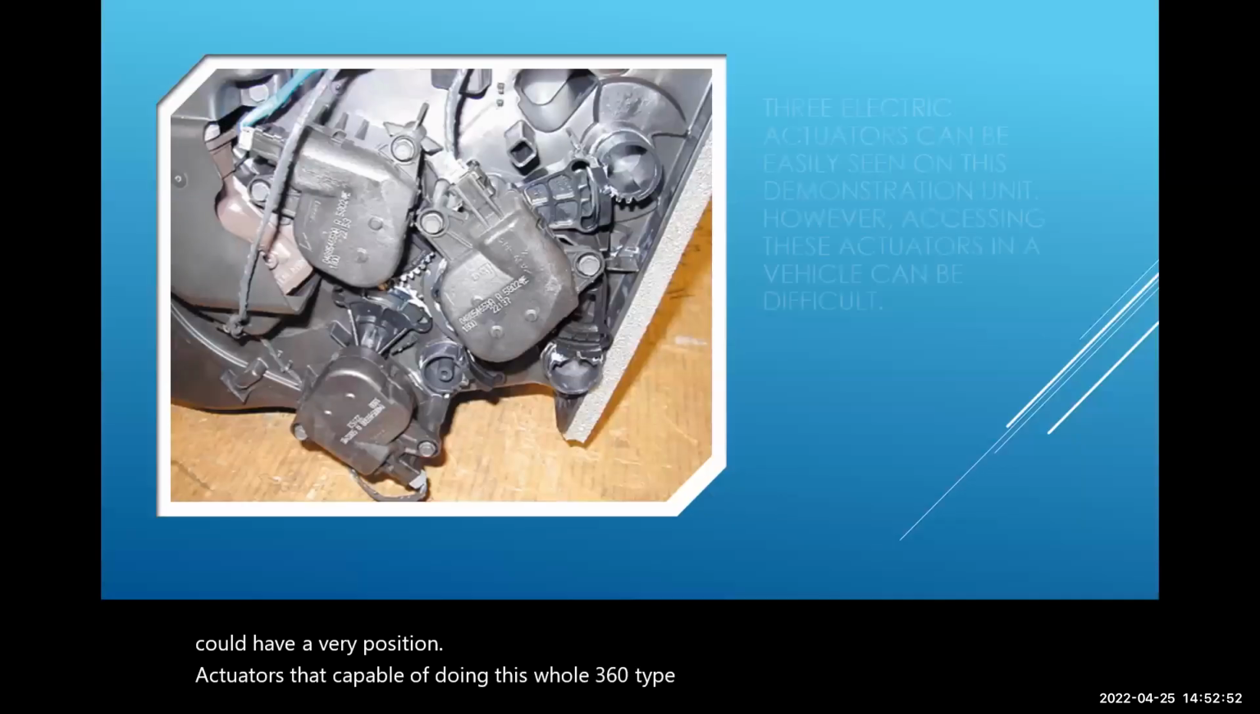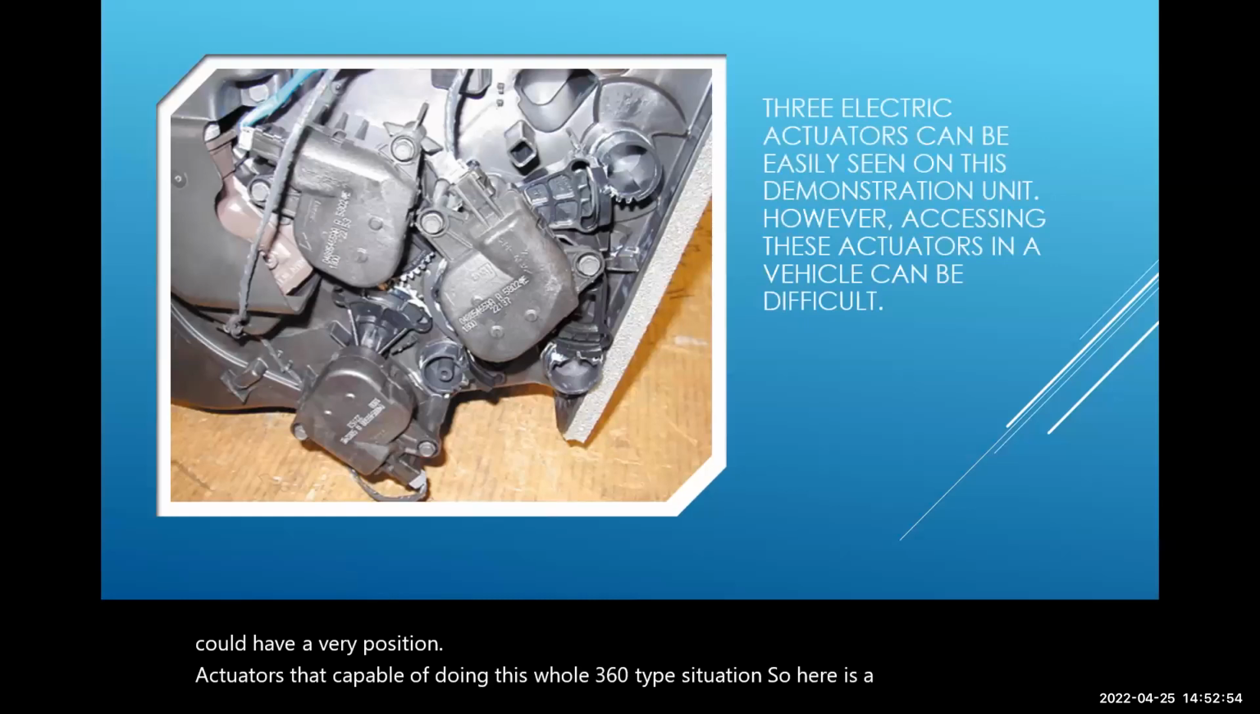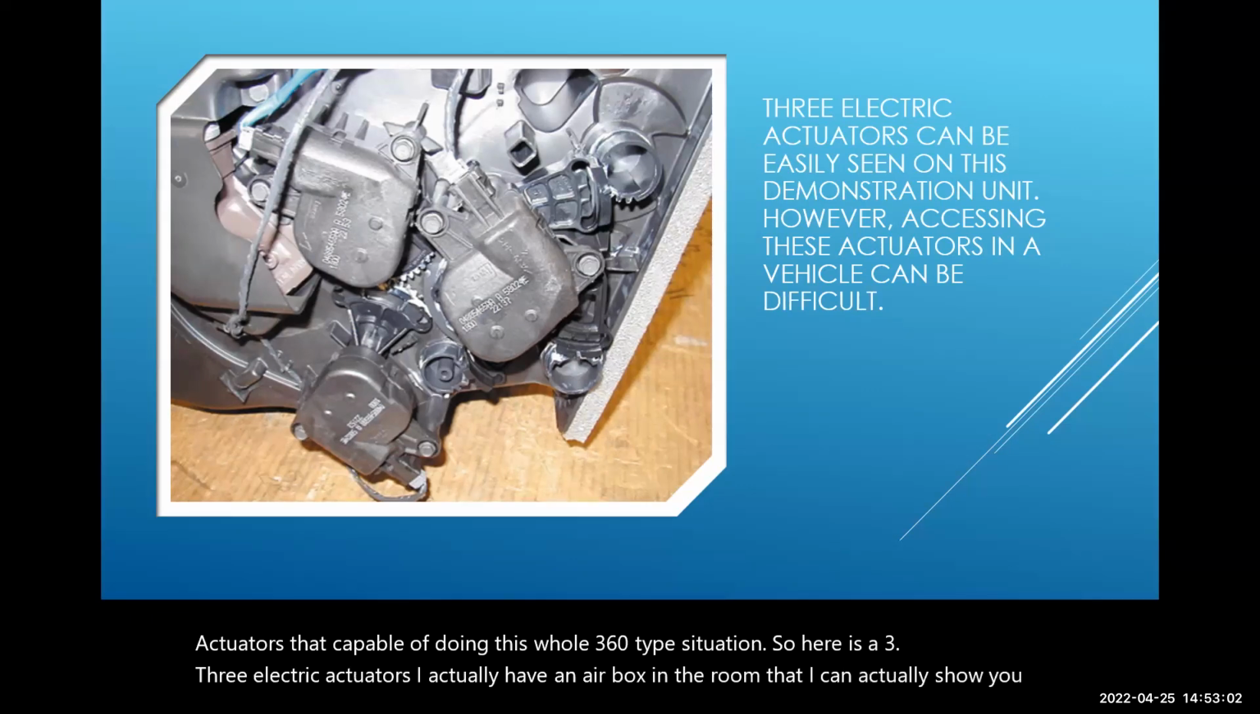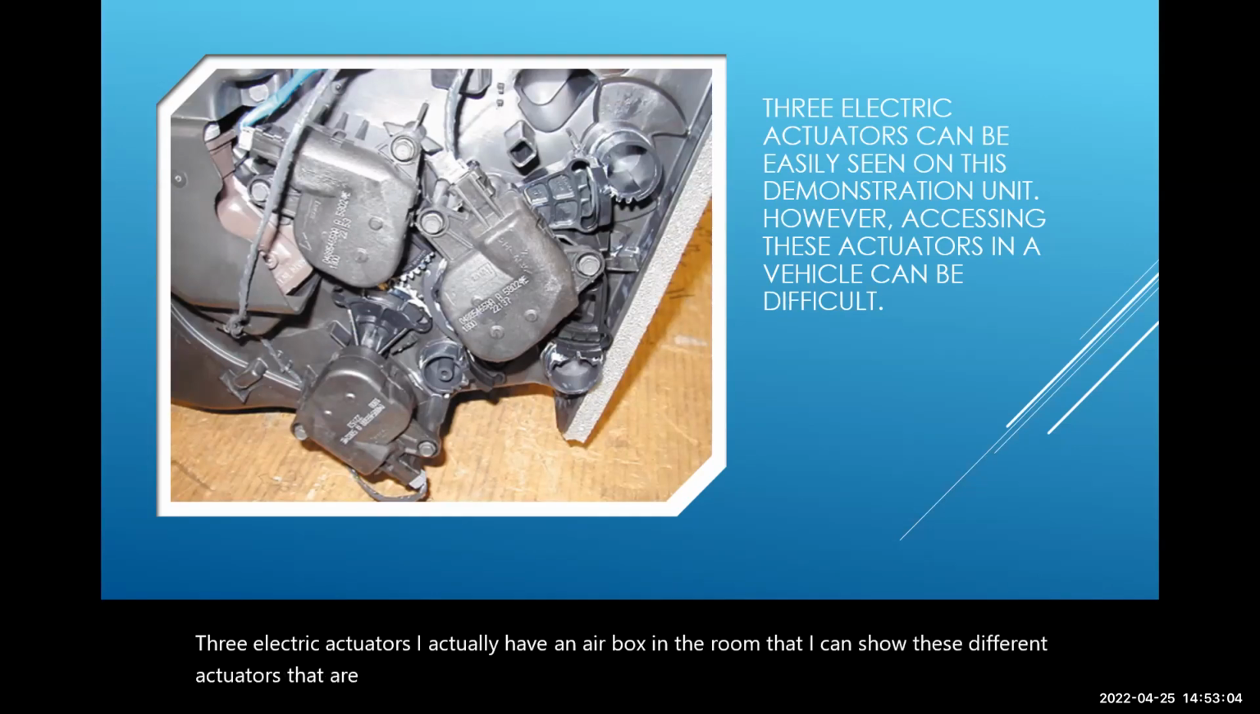So here is a 3 actuators. I actually have an air box in the room that I can show you, with these different actuators moving certain doors to make it to where we can get the right blend of what kind of air temperatures we want to have.